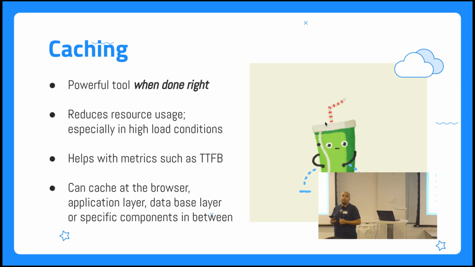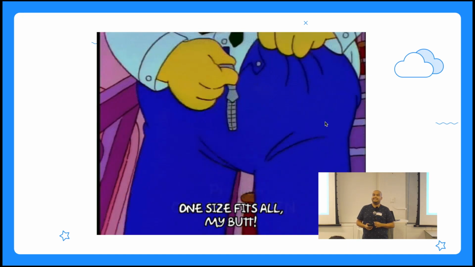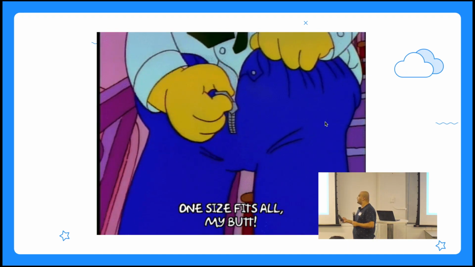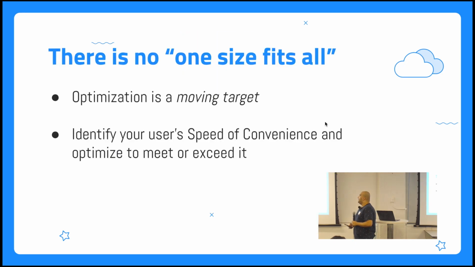Now, the takeaway that I want you to take from all of this is that there is no one size fits all when it comes to web optimization. It's always a moving target. It's not something that you do once and you let go. It's something that has to be constantly done. It has to be something that's constantly integrated into your deployment pipeline. And it's something that you should be prioritizing if you're serving content to your everyday consumer. You need to identify your user speed of convenience and then optimize your services to meet it.